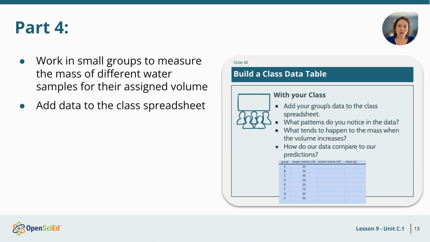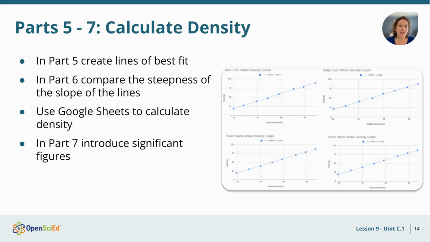So in part 4, the students will conduct a density investigation where they're measuring the mass and volume of 4 different samples of water, warm and cold versions of fresh and salty water. This is a very straightforward investigation, but there's a couple of things that you'll want to plan for that I'll talk about more in the tips and tricks section.